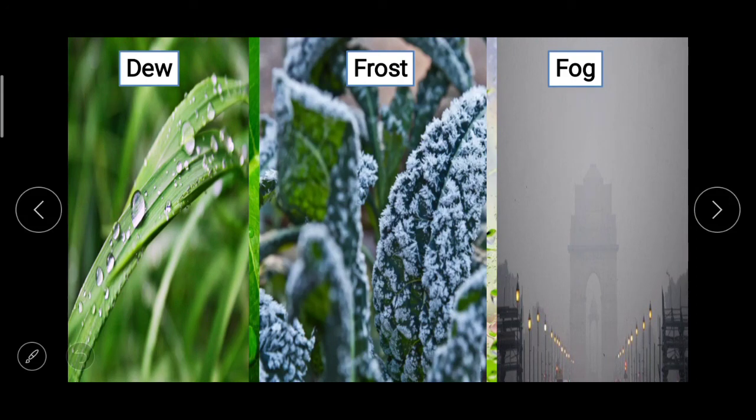So in this session, or in the first part of this topic, humidity and clouds, today we learned about the concept of humidity in the air and the types of humidity, in that absolute humidity, relative humidity, and condensation or densification and sublimation, dew, frost and fog.